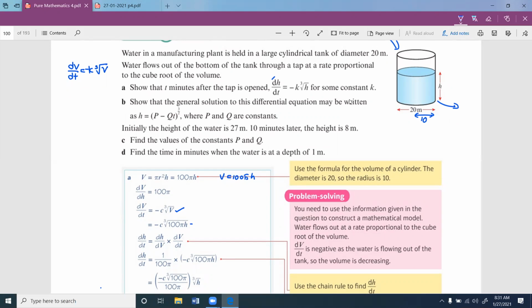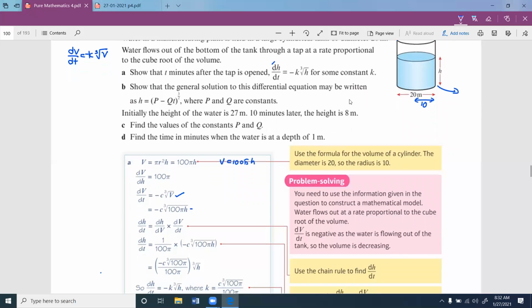Then apart from that, they have given that the rate of change of volume is the cubic root of V. So instead of k, they have put c here. Minus, because why do we put minus? Because we know that it's leaking. Volume is reducing. To represent it, we just put a minus over here. Then c times the cubic root of V.